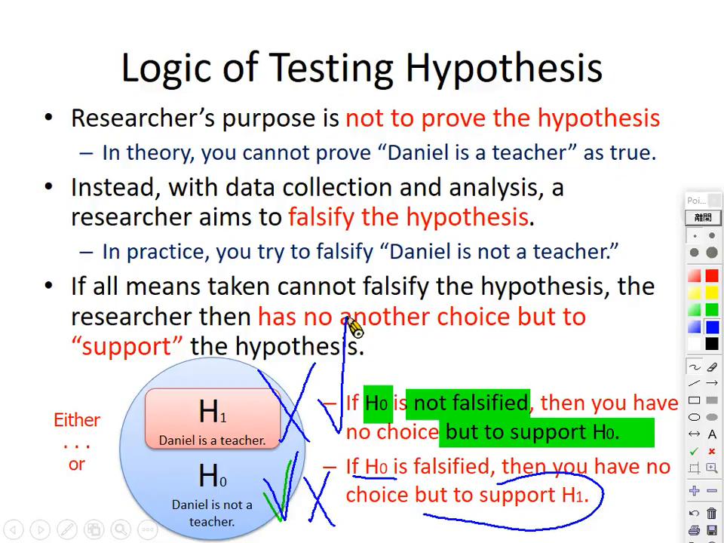Basically, the relationship between H1 and H0 is combined for logical wholeness. If you accept H0, then you have to reject H1. Very simple, right? But remember, when you say reject or accept, you do not agree on whether it is true or not. You just have no choice but to accept or reject. It's very important to keep that in mind.